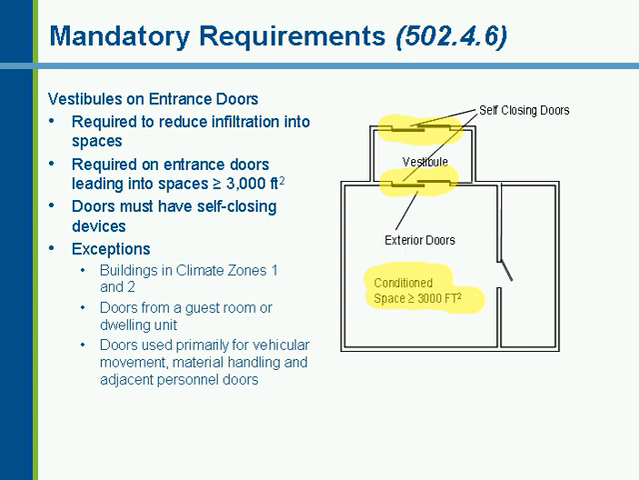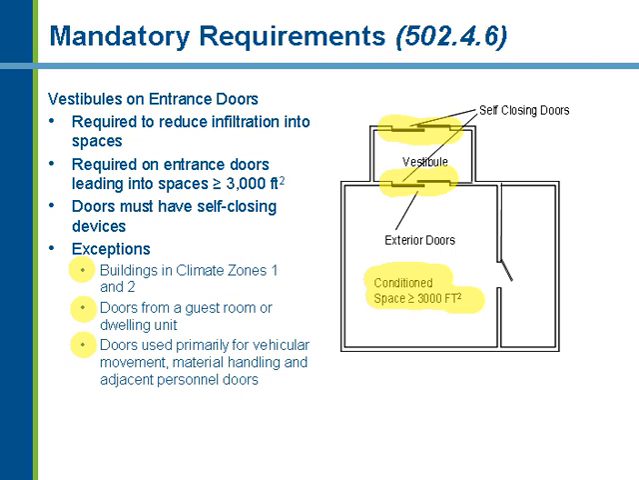The other exemptions on this, buildings in climate zones 1 and 2. So hotter climate zones are not required to have vestibules. Doors leading from guest room or dwelling units, and again, a high-rise residential building is considered a commercial building. So in this case, though, doors leading from a guest room, if you had a very large guest room or a very large dwelling unit that was configured so that you had one space with the door leading off of it that was greater than 3,000 square feet, that would be exempted.